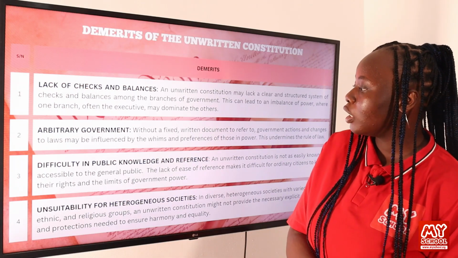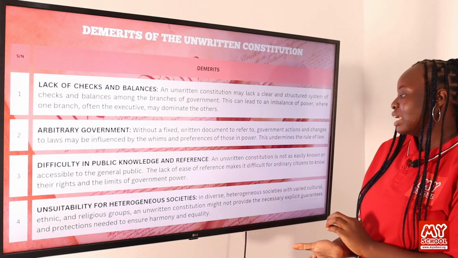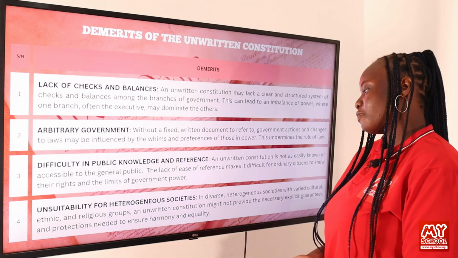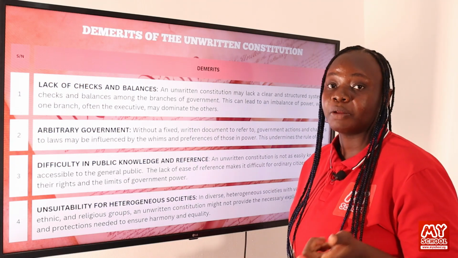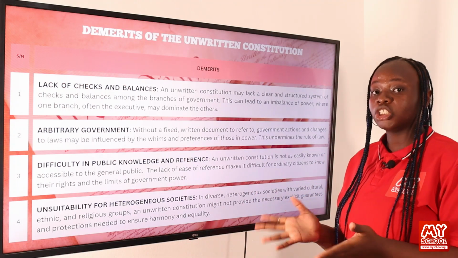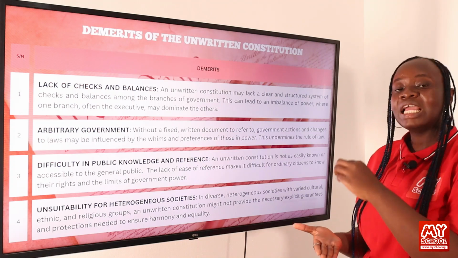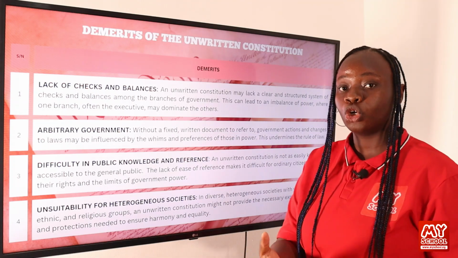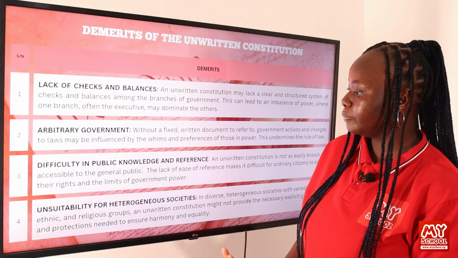Then we have difficulty in public knowledge and reference. So an unwritten constitution is not as easily known or accessible to the general public. The lack of ease of reference makes it difficult for ordinary citizens to know their rights and the limits of government power. So without a single document where your fundamental rights are clearly stated in the Constitution, it can be very difficult to seek redress in the court of law because you do not know which document contains those rights that you deserve within a particular society.